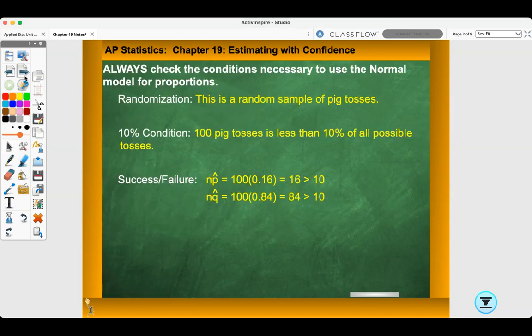So always check your conditions necessary to use the normal model for proportions. You always have to do this, even if it's not stated. So you have to state that this is a random sample of pig tosses. We have to use the 10% condition, stating 100 pig tosses is less than 10% of all possible tosses. And then our success and failure, stating that it's large enough. So n times p hat is 16, which is greater than 10, and n times q hat is 84, which is greater than 10.